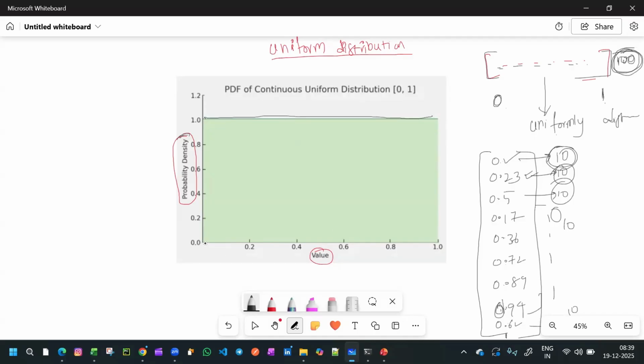Let's say the value 0 is repeated 10 times, and 0.23 is also repeated 10 times, and 0.5 is also repeated 10 times, and 0.17 is also repeated 10 times. So each and every value is repeated 10 times. Clear so far? I am just taking some random values to explain this particular characteristic of the uniform distribution.